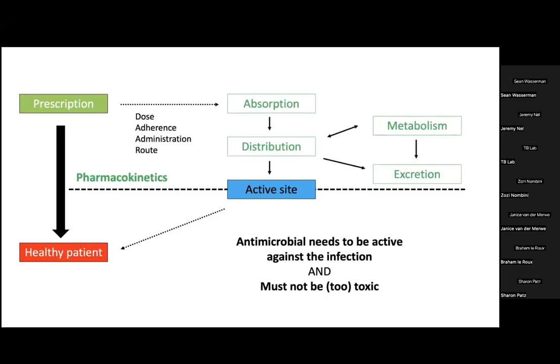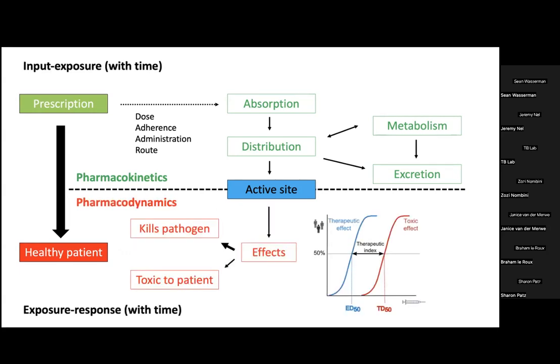So in the top half is the process of what we call pharmacokinetics. When you prescribe a drug, the drug is dosed, the patient has to swallow it or receive it through some form or route of administration. The drug then needs to be absorbed, needs to distribute around the body, where after it gets distributed, it gets metabolized and then ultimately excreted. But some of the drug, after it's been given, ends up at the active site, right? And that is an input-exposure relationship over time. That's pharmacokinetics.